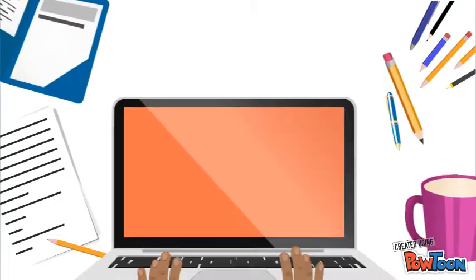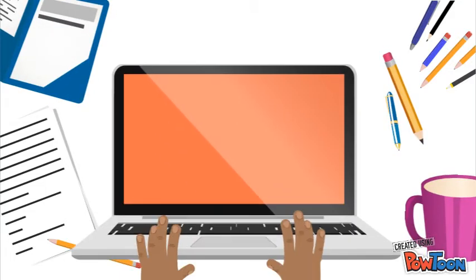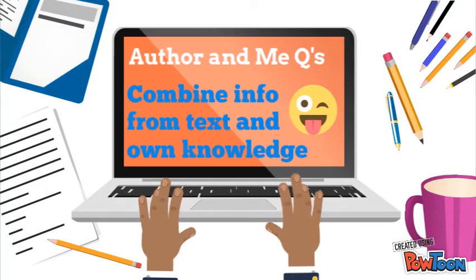The author and me questions are not explicitly stated in the text, but require the reader to use their own knowledge and experience on the topic and situation and combine it with the information present in the text. This requires the reader to read in between the lines and make inferences from the author's opinions and perspectives. They must combine information in the text with what they already know.